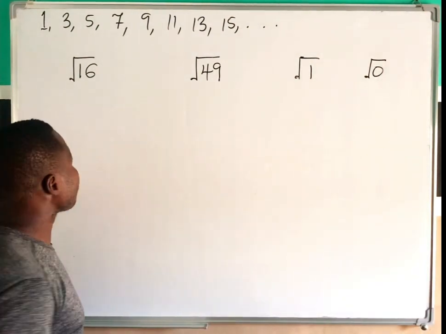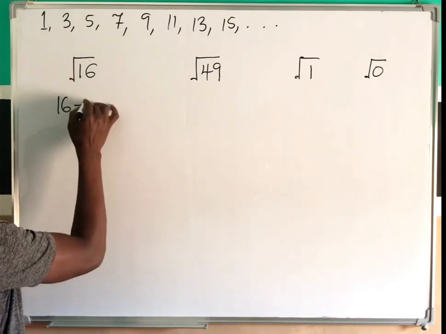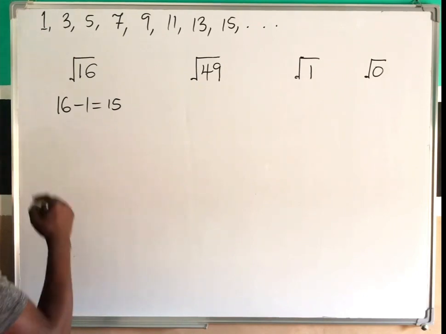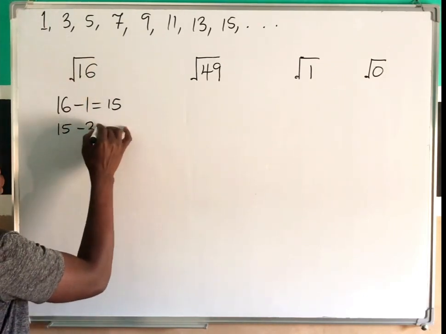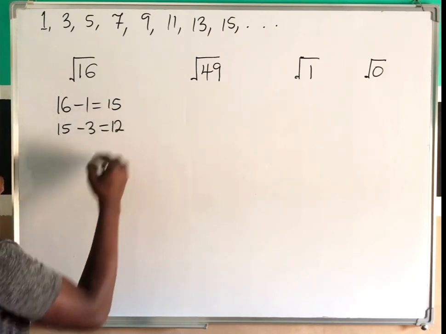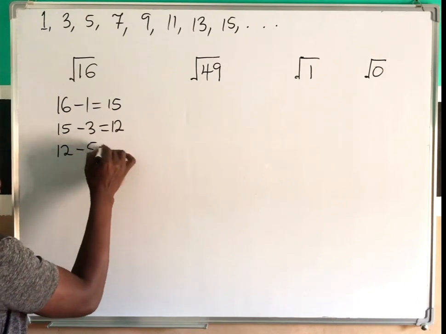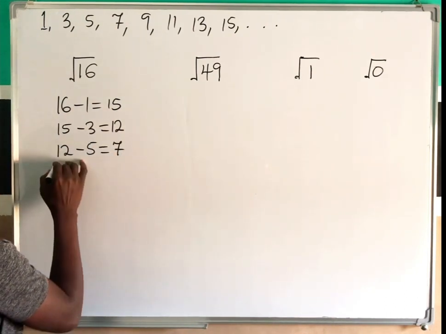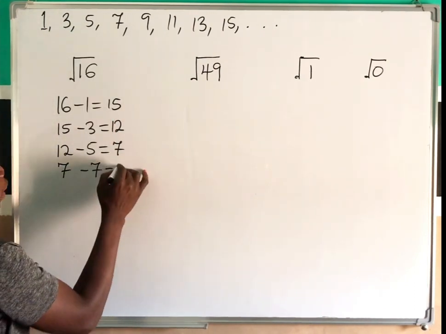So finding the square root of 16, I'll take 16 and subtract the first odd number from it, and 16 minus 1 is 15. Then I'll take this 15 and subtract the second odd number, that is 3, and 15 minus 3 is 12. Then I'll take 12 and subtract the third odd number, which is 5. 12 minus 5 is 7. Then I'll take 7 and subtract the next odd number, which is also 7. And 7 minus 7 is 0.